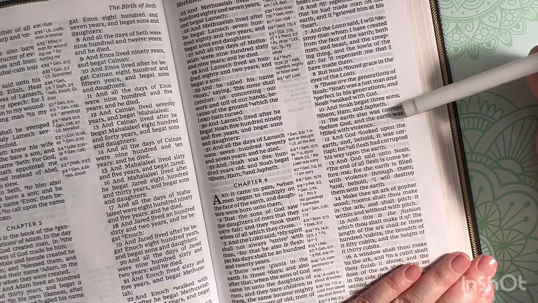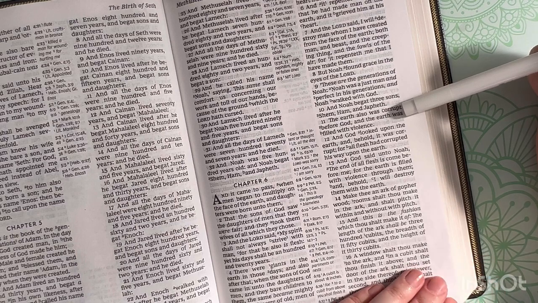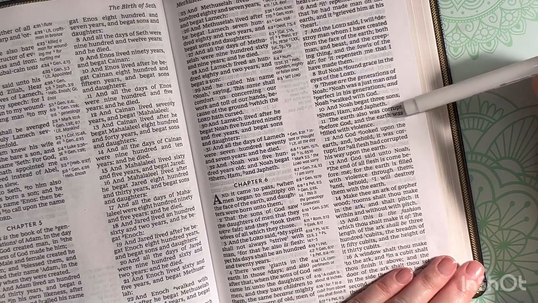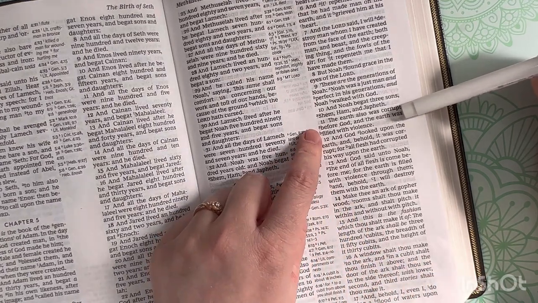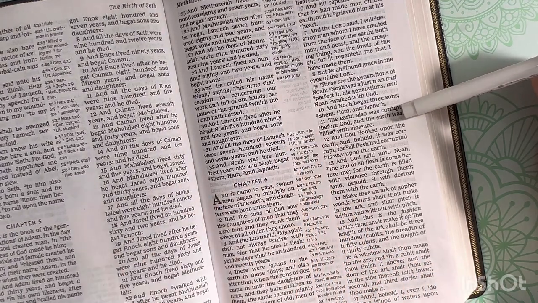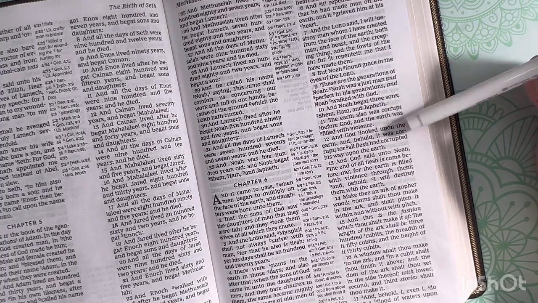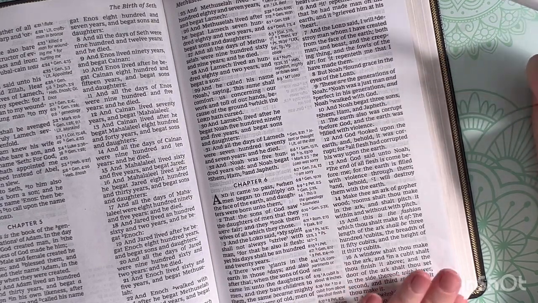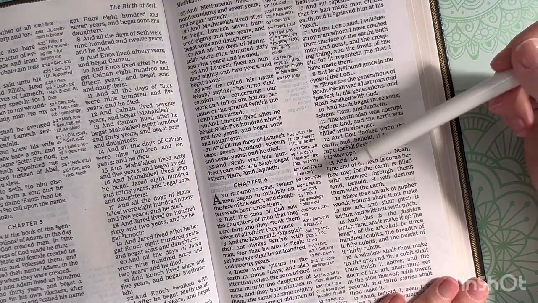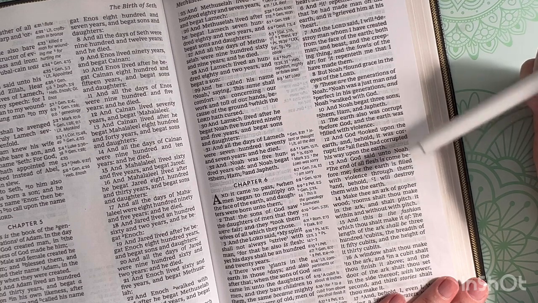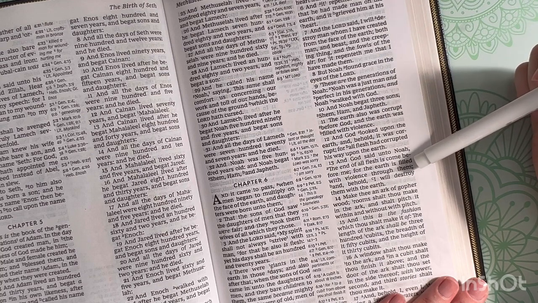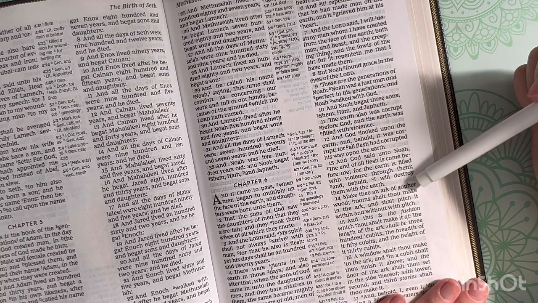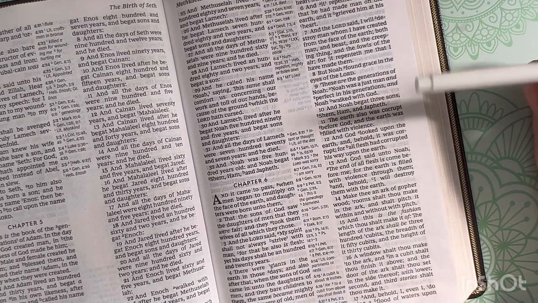The earth was also corrupt before God, and the earth was filled with violence. I can't imagine how bad this must have been. It's not even this bad now, but it was that bad back then that God had to destroy it. And God looked upon the earth, and behold, it was corrupt, for all flesh had corrupted his way upon the earth. And God said unto Noah, the end of all flesh is come before me, for the earth is filled with violence through them, and behold, I will destroy them with the earth.